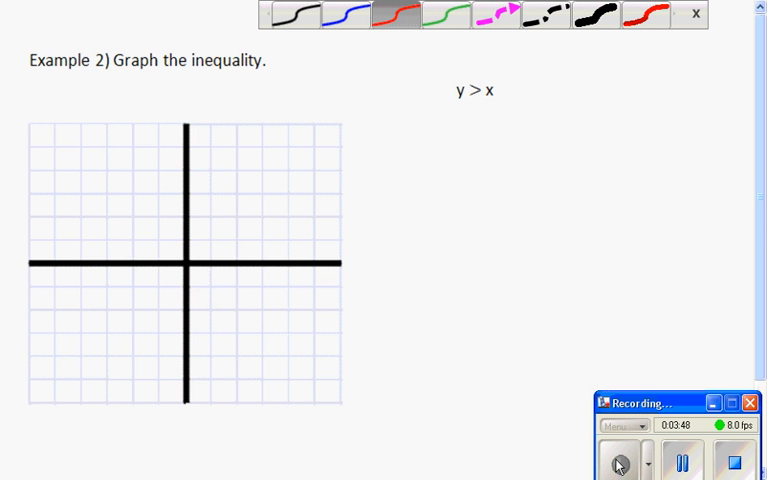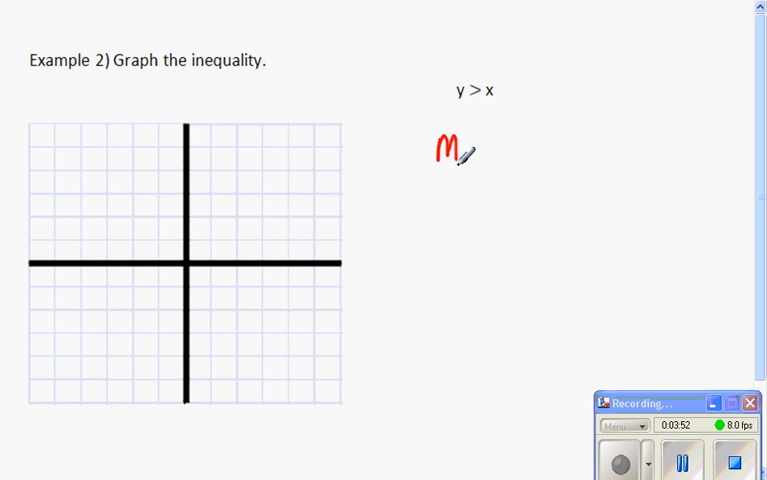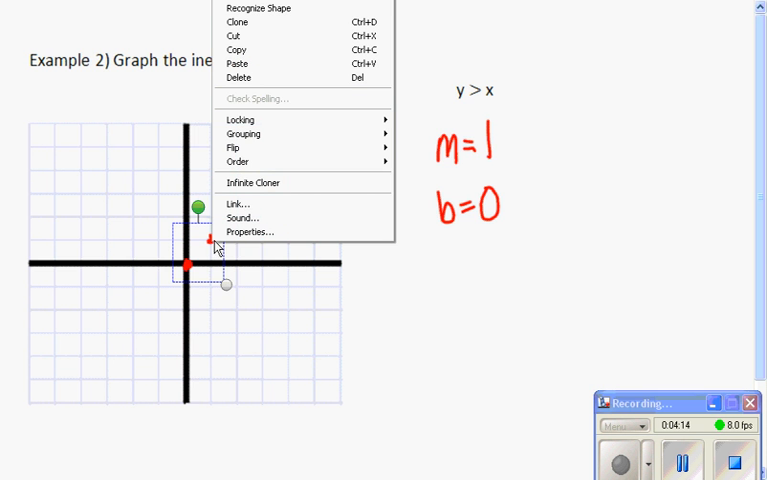Again, our next example, y is greater than x. I'm going to fill in my slope. My slope is next to x. I can always put a 1 there, so my slope is 1. My intercept would be 0. Slope-intercept form of graphing: my intercept is 0, my slope is 1, really 1 over 1, so your rise is 1 and your run is 1. I'm going to plot that.